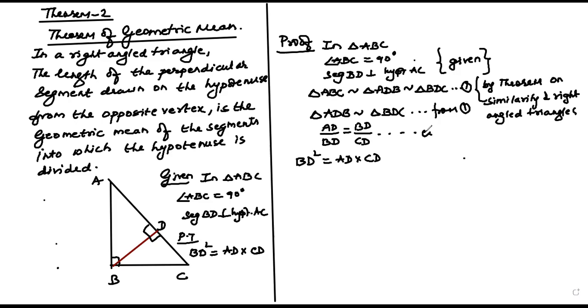Can you see here? Corresponding sides of similar triangles. And then you get your answer: BD square equals AD into DC. Okay, a very simple one, children. We go to the next important theorem now.